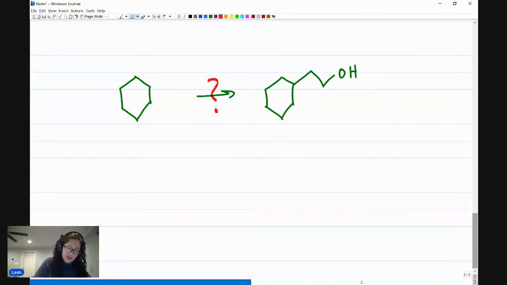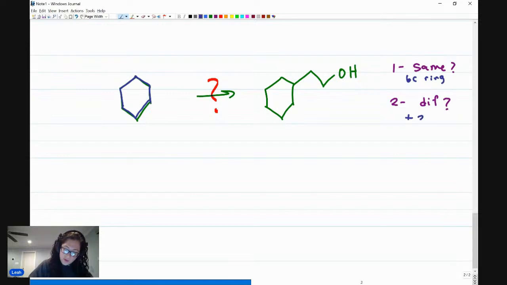Well, the first thing we want to do is not start reacting. We want to take a step back and evaluate what we're going to do here. So question number one, what is the same? And question number two, what is different? What is the same is just the cyclohexane. We have a 6-carbon ring. And what is different is everything else.